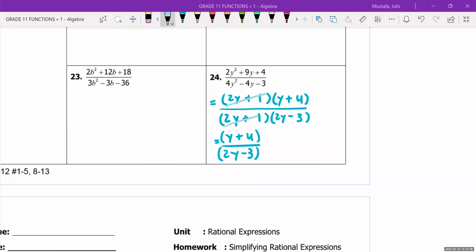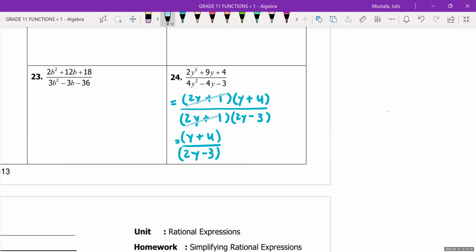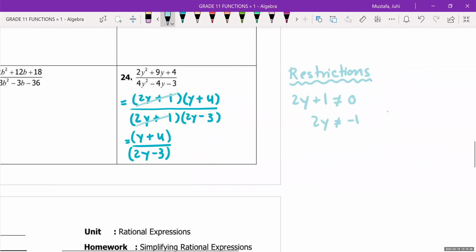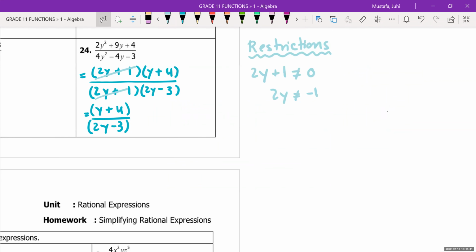So I wanted to talk about the restrictions here because we haven't seen something with a complex trinomial. Nothing changes, and you don't even have to show your work for it if you can do it in your head. But just so I can show you the process behind it, I'm going to take the bracket 2y plus 1, and I'm going to say it cannot equal 0. Then I'm just going to move things around. I'll move the 1 over to the other side. It's going to be 2y cannot equal negative 1. Then I'm going to divide both sides by 2. So y cannot equal negative 1 over 2.